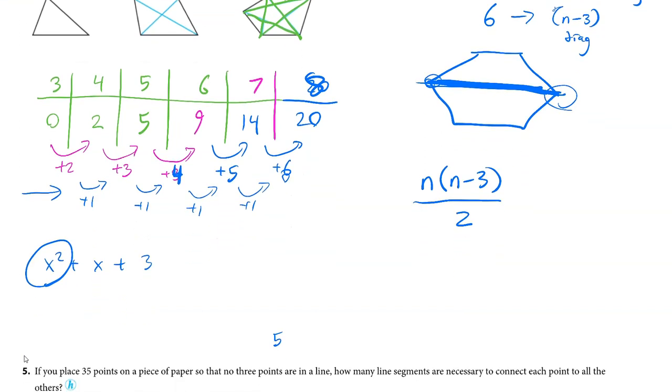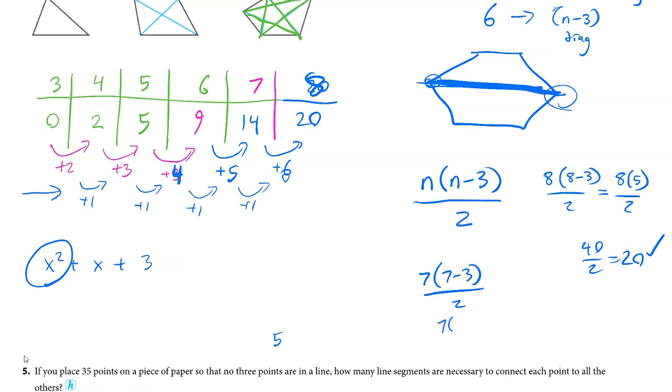Let's just check. Let's plug in 8. Okay, so 8 times 8 minus 3 over 2. That's 8 times 5 divided by 2. That's 40 divided by 2. That's 20. Check. Let's do 7, okay? 7 times 7 minus 3 over 2. That's 7 times 4 divided by 2. That's 28 divided by 2. That's 14. Check.